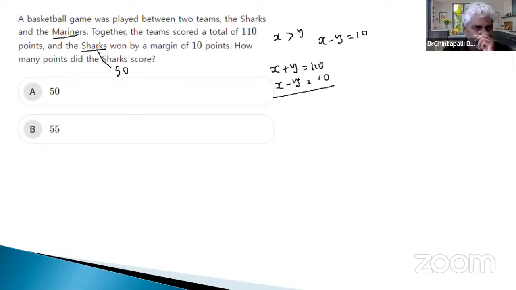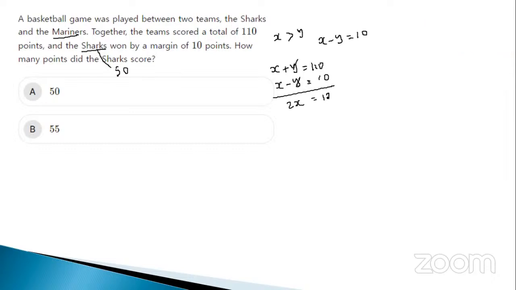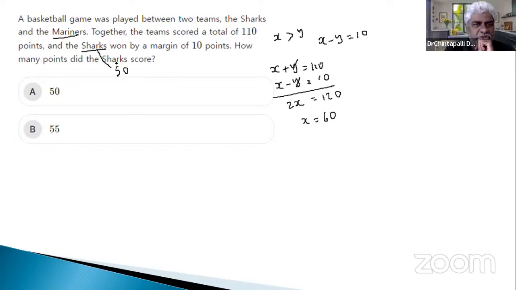Adding? Yes, sir. Negative y plus positive y cancel. 2x equals 120. x equals 120 by 2, 60. So Sharks has 60 points.